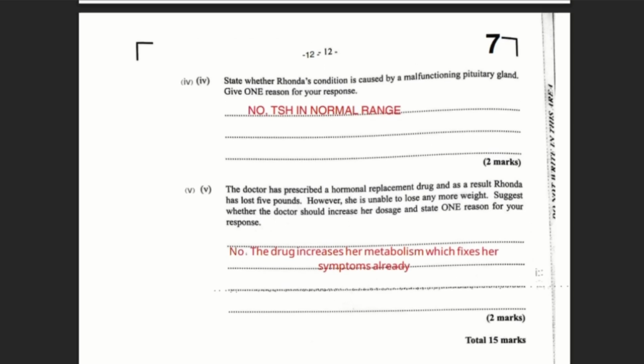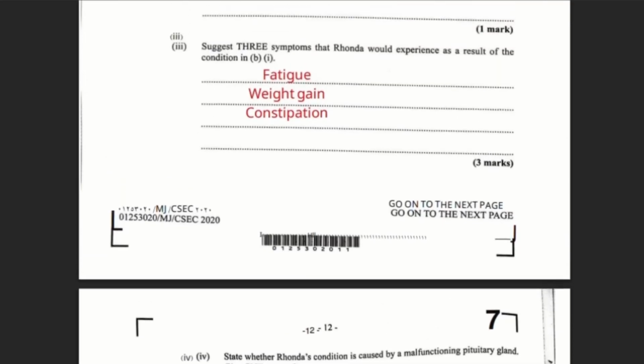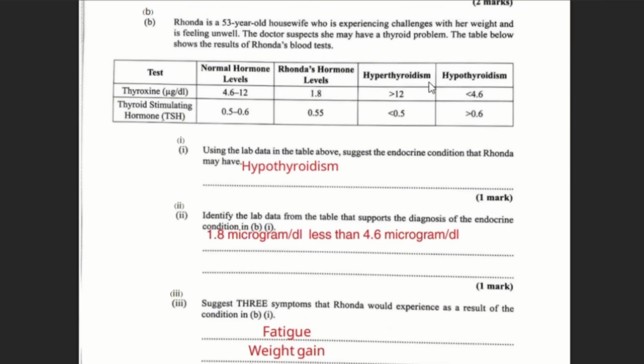So basically, we say no, it's not the pituitary gland that is malfunctioning. And how we know is because the thyroid stimulating hormone is in the normal range. The thyroid stimulating hormone is what is released by the pituitary gland, right? So if the pituitary gland was malfunctioning, this value would not be in the normal range. Let us go back up and look. Rhonda's level for the thyroid stimulating hormone is 0.5, which is within the normal range. So that is how we know that the pituitary gland is not malfunctioning.